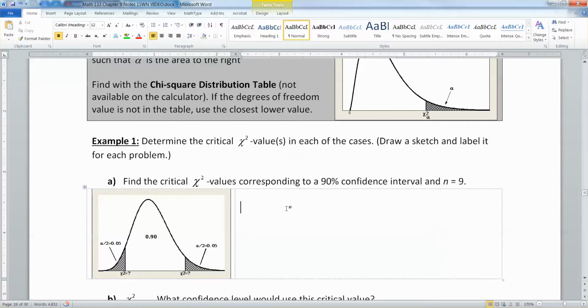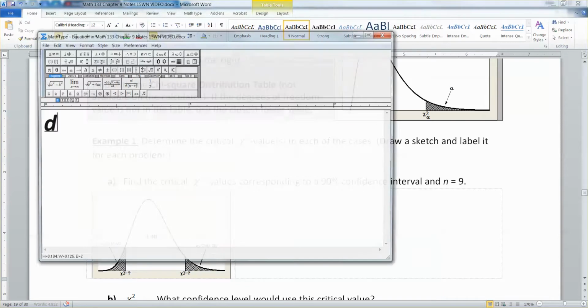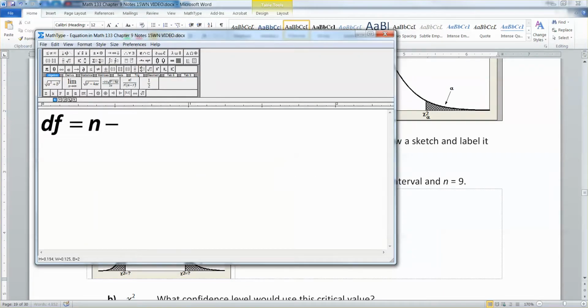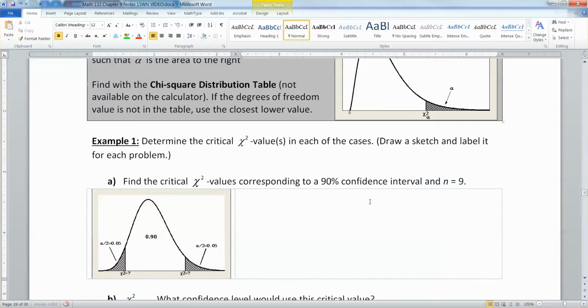All right, so let's determine the critical chi-square values corresponding to a 90% confidence interval, and n equals 9. All right, let's start off with the simple thing. We know that degrees of freedom is n minus 1, so that would be 9 minus 1, which is 8. So when we go to the table, that will be the row that we will look at.